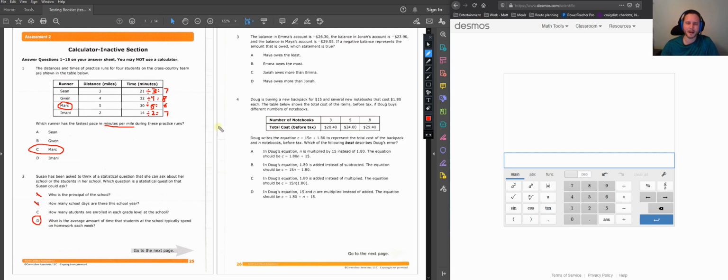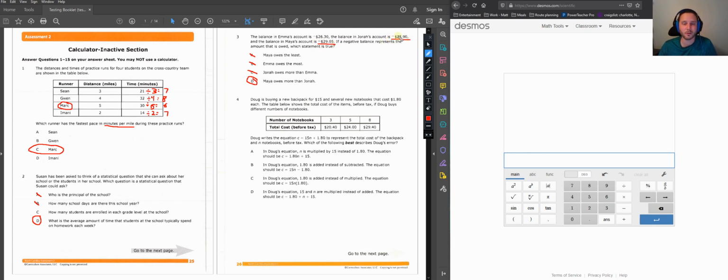So this says Maya owes the least. No, Maya has negative $29, so she owes somebody $29. That's a lot. That's the most. This one says Emma owes the most. No. Negative $26 is bad, but Maya owes $29, so Maya is worse. Jonah owes more than Emma. No. Jonah is the one who owes the least. Jonah only owes about $23. Emma owes about $26. And then this, Maya owes more than Jonah. That's true. Maya owes $29.